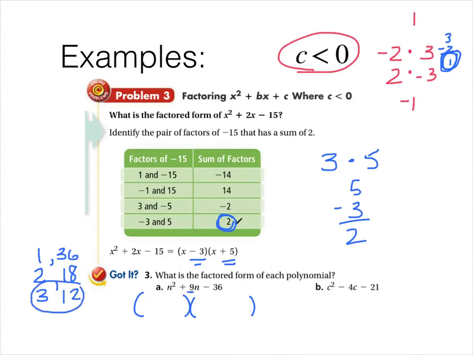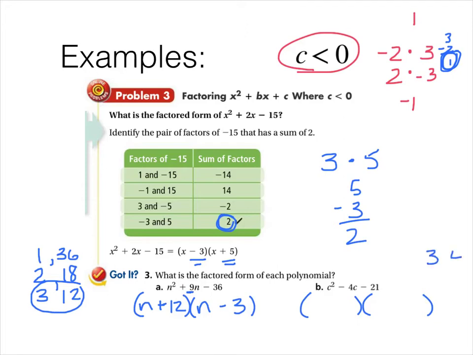Well, if we have a positive 9 for the sum, then the 12 has to be positive, that's n, and the 3 has to be negative. Excellent. All right. Factors of negative 21 that add up to negative 4. Well, there's not many factors of 21, so it's probably 3 and 7.